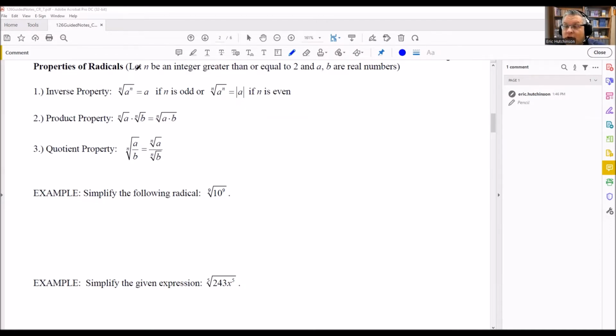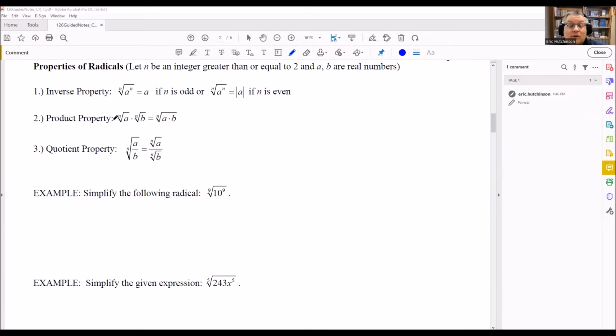The inverse property says that if the exponent of the number inside the radical equals the little number on the outside, which is the index, then we can cancel that out and just get a. It cancels out and you get a if the index is odd, but if n is even, you get the absolute value of a instead of just a. So that's the difference between these. In either case, the radical does cancel out, but if it's odd, you just get a. If it's even, you get the absolute value of a.